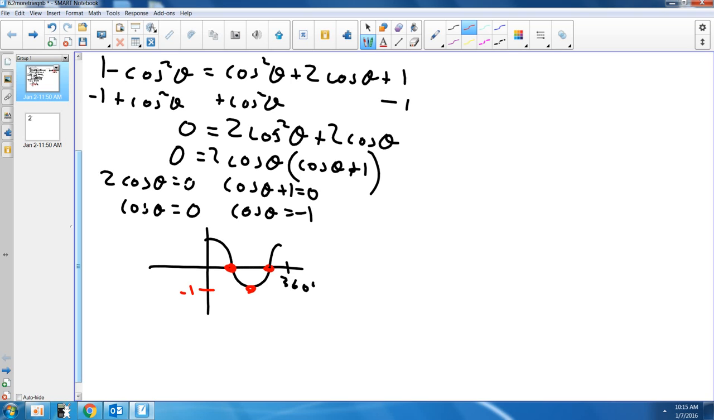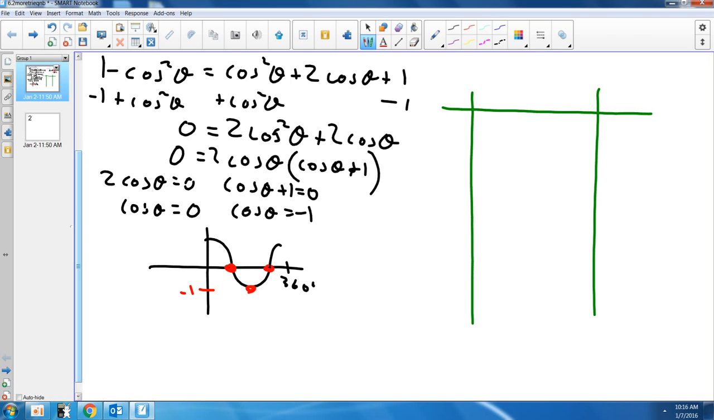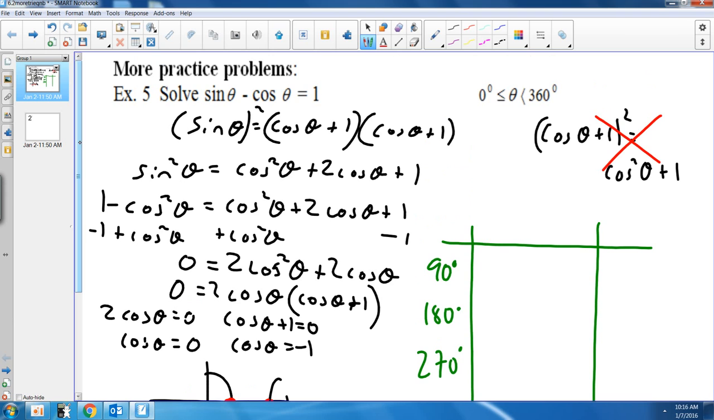Now, I have to remember to check these answers because of that squaring business. So at this point, what I want to do is make an extra table to keep nice and organized in my work. You don't want to just do this as scratch off to the side. You want to stay organized, and it makes sense to put it in a table. So I'm going to have 90, 180, and 270 for my angle.